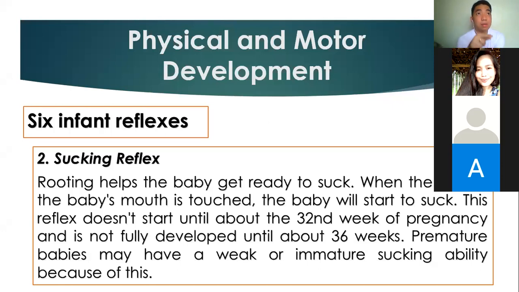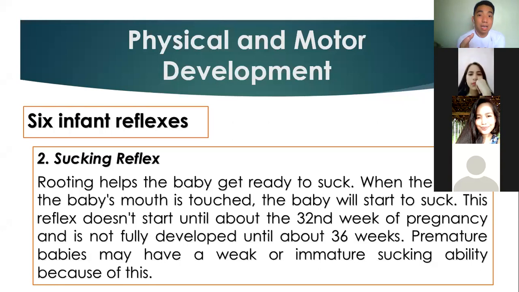So the sucking reflex starts to develop even if the child is still in the womb. That is why among premature babies, there are some who can hardly suck. It's because their sucking reflex is not fully developed. They came out of the womb even if they were not yet fully developed. It's because pregnancy lasts until the 40th week. Some are born at 8 months, 7 months. So their sucking reflex is not yet fully developed. The sucking reflex starts to develop in the womb. Okay? When the baby comes out, he knows how to suck already.